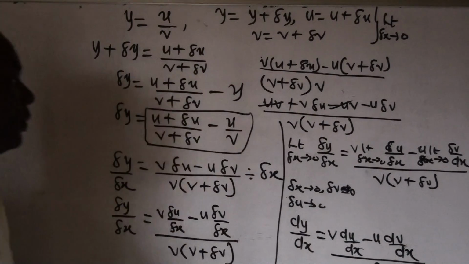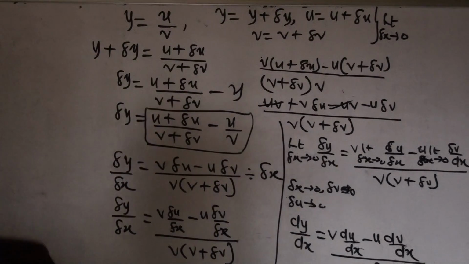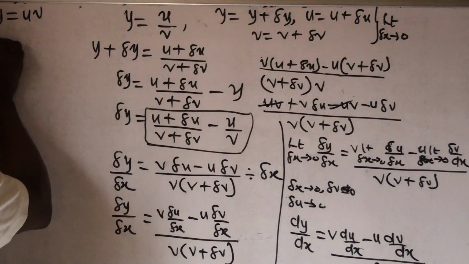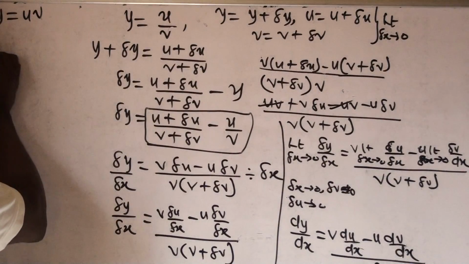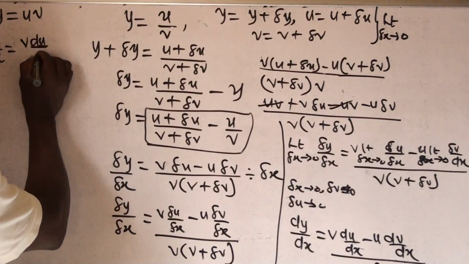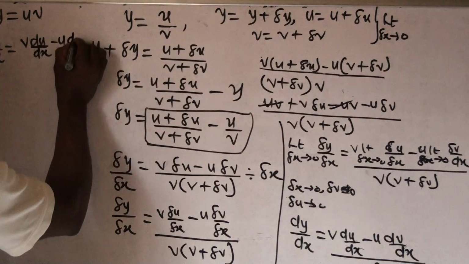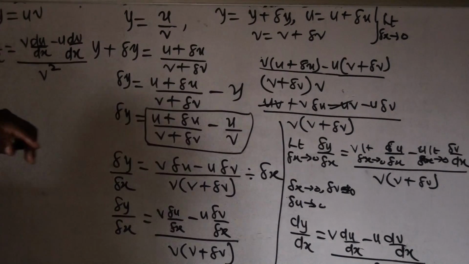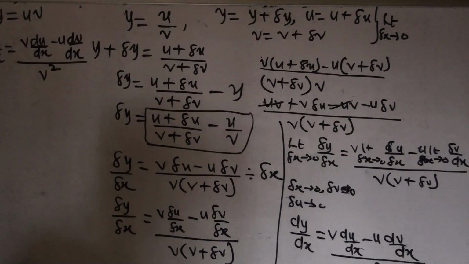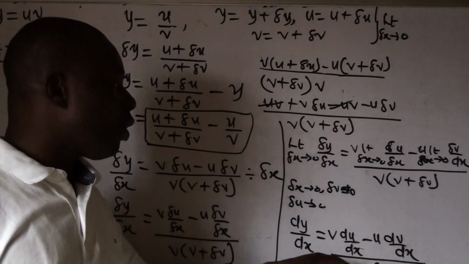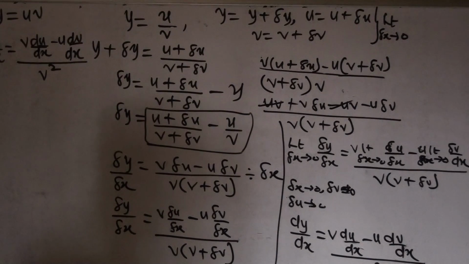so that the whole denominator becomes v squared. So that is why, if the function y is u over v, dy over dx is v du over dx minus u dv over dx all over v squared. This is the proof. We have been able to establish why the quotient rule formula is v du over dx minus u dv over dx all over v squared.